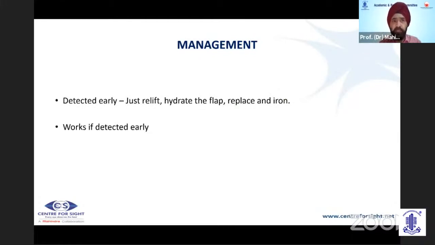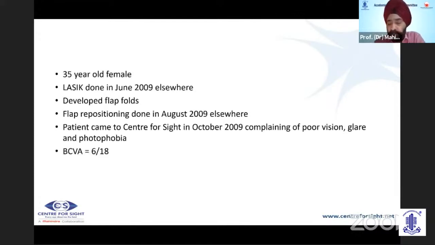Actually, they should be detected on the first day post-operative, even before the patient goes. If there are STRIAE, you should send the patient back to the OR and have it redone. If it is detected early, you can just relift, hydrate the flap, replace it and iron it. And this works only on day one, if it is detected much earlier.